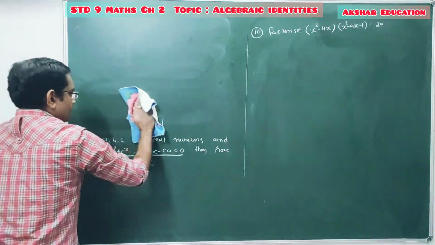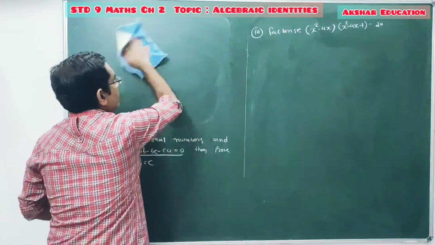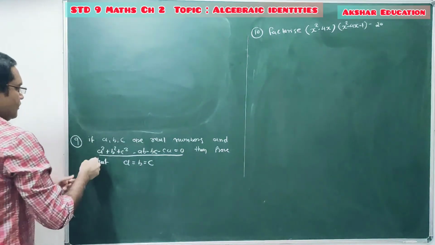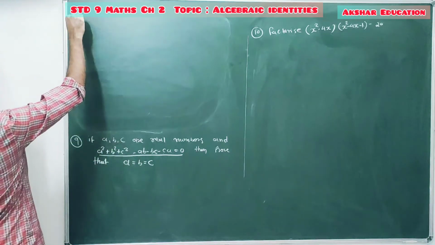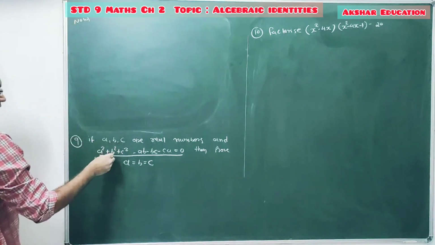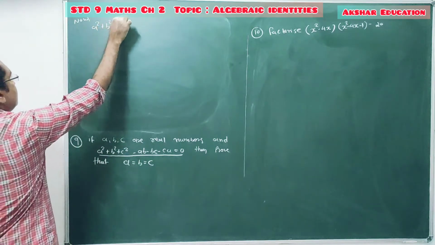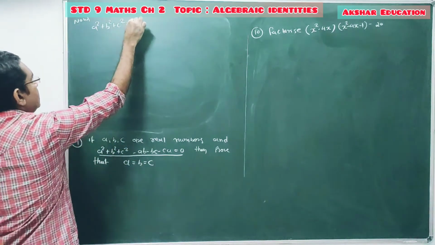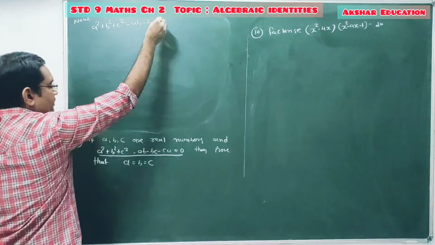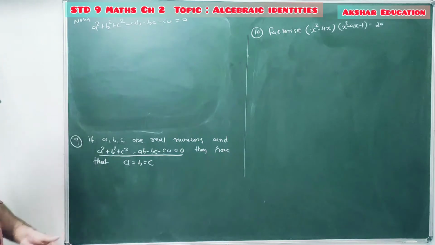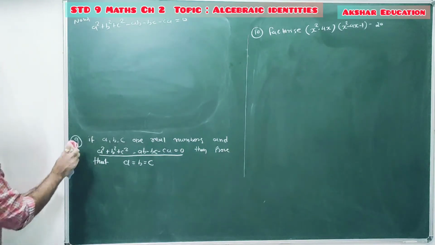I require space for this question number 9. So writing this question given. So now we are given that a square plus b square plus c square minus ab minus bc minus ca equal to 0. This is given. You have to prove that a is equal to b equal to c. a, b, c are real numbers.